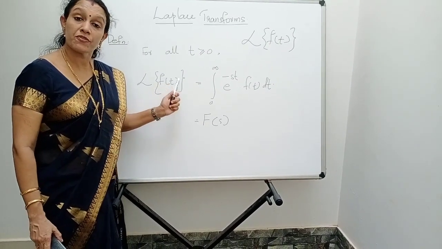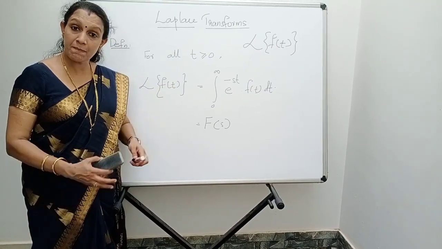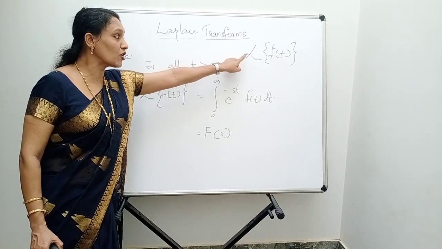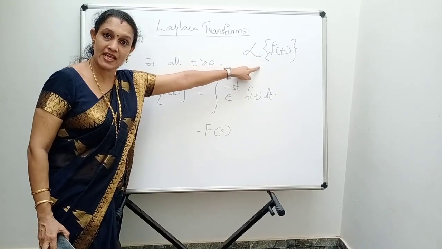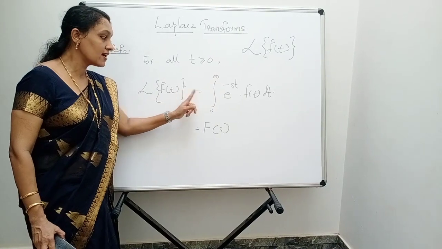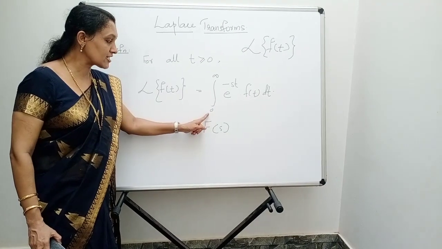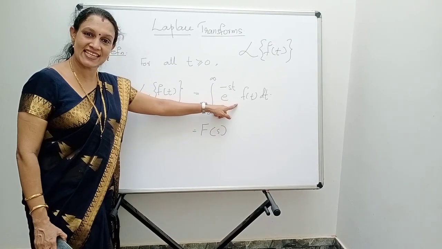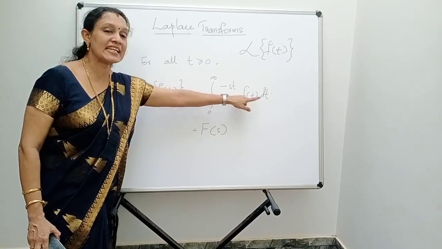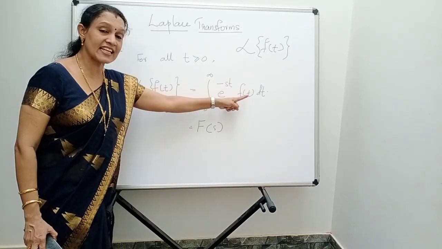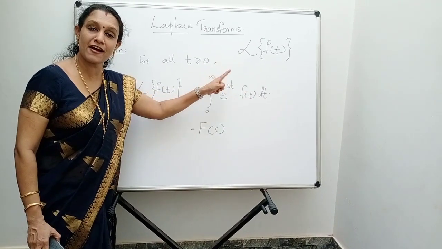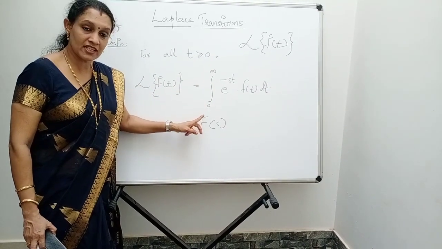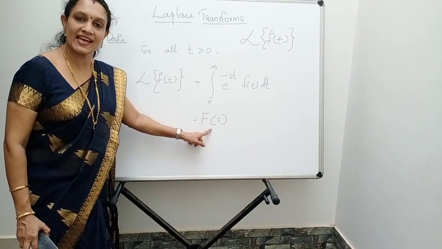Okay. So what have we learned? The Laplace transform of a function f of t is denoted by L f of t. It is an integral defined as integral 0 to infinity e raised to minus st into f of t dt. And after integrating, you can see this is a function of s. Therefore, we can further denote it as F of s. Okay.